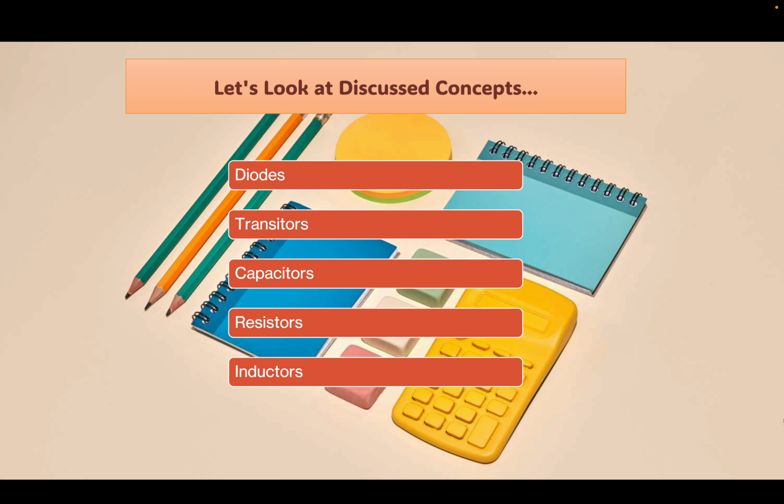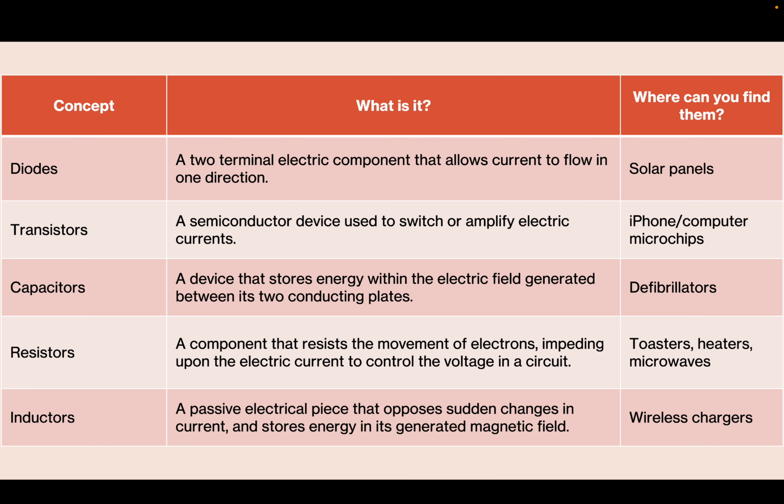So now we'll look at some other discussed concepts which take us to inductors: diodes, transistors, capacitors, resistors, and inductors. So what is a diode? It's a two-terminal electric component that allows current to flow in one direction, and we see it used in solar panels. Diodes ensure the photon energy that knocks electrons loose from the semiconductor panel material only moves in one direction, and that is toward the battery.